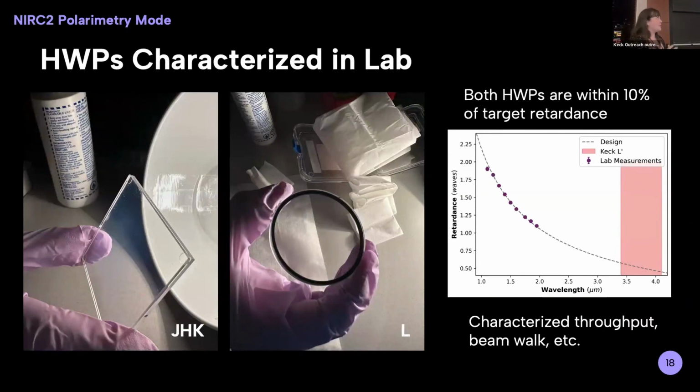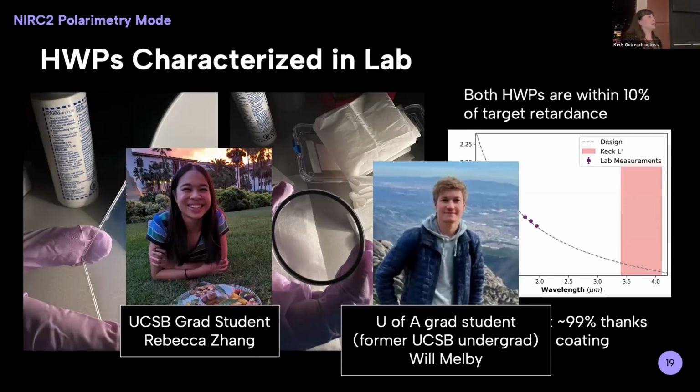So we got the two half-wave plates delivered to UCSB a few years back, and they've been really rigorously characterized in Max's lab at UCSB. Both half-wave plates are within 10% of their target retardance, and we've characterized all sorts of other properties about them, like the throughput, beam walk, all sorts of things. And this work was done by two really great students at UCSB for the most part.